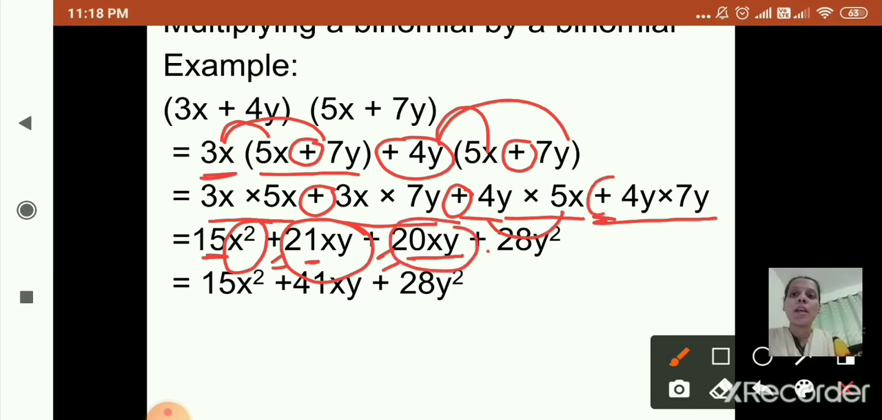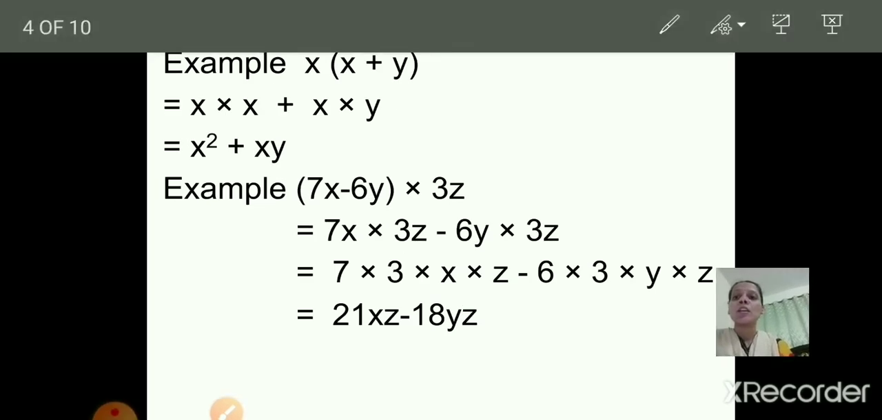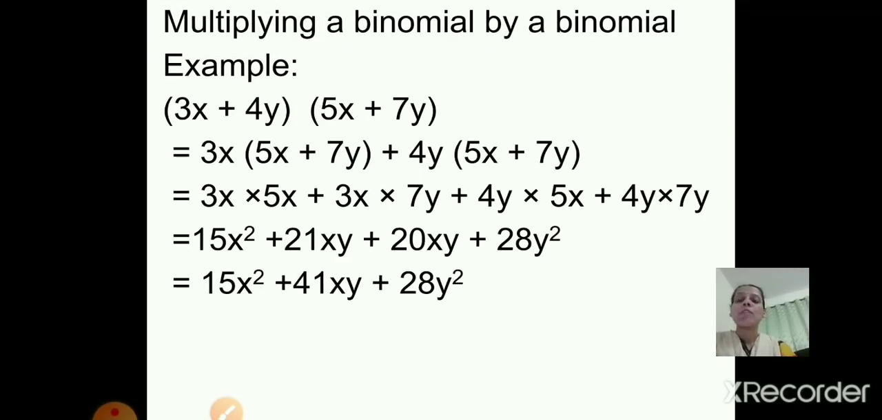Next, plus again here plus, the last, 4y multiplied by 7y. So 4 multiplied by 7 is 28, and y multiplied by y is y square. Here we got 15x square plus 21xy plus 20xy plus 28y square. As you can see here, 15x square plus 21xy plus 20xy plus 28y square.